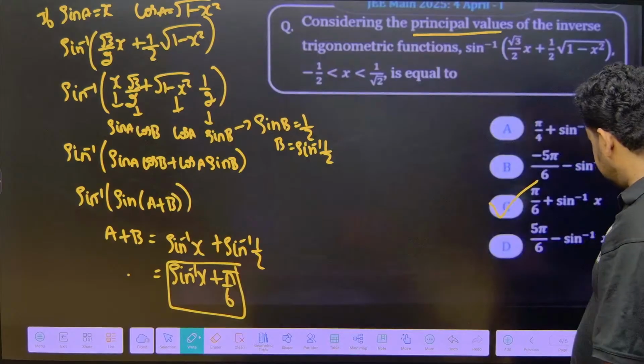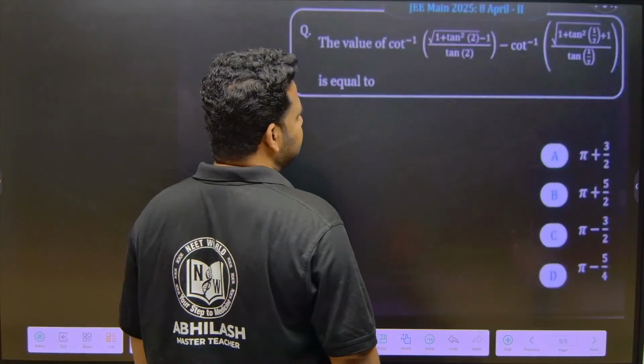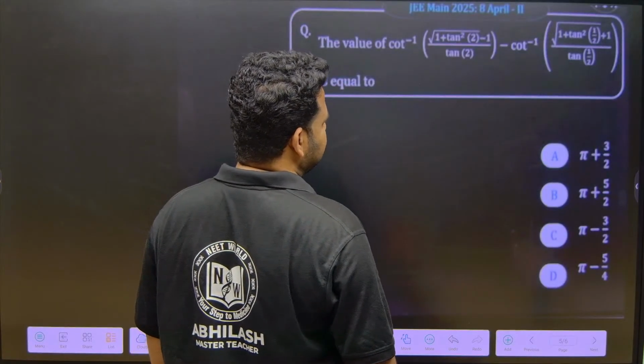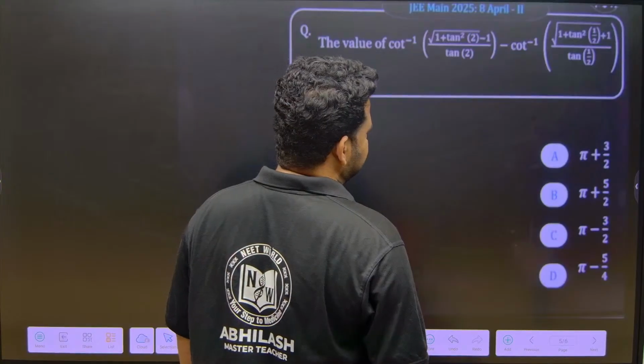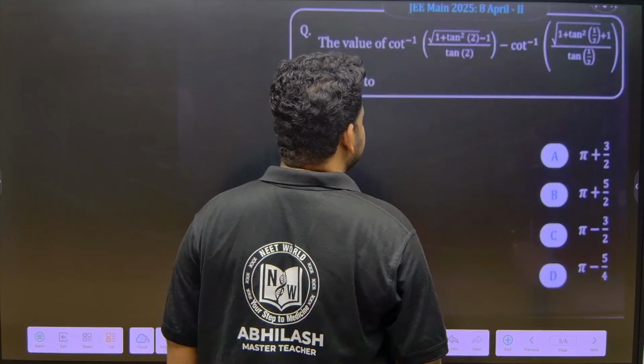Let us move to the next question, friends. Given the value of cot inverse of square root of 1 plus tan square 2 minus 1 by tan 2, minus cot inverse of square root of 1 plus tan square 1 by 2 plus 1 by tan of half, is equal to what? This is an 8th April second shift question.